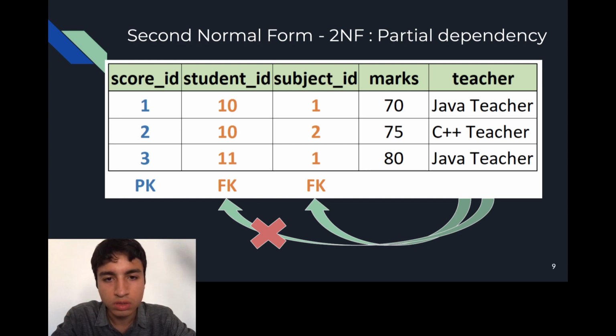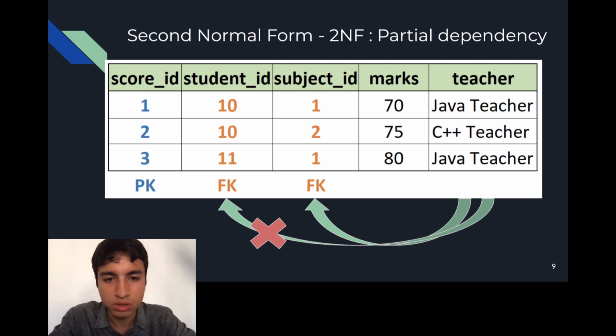How can this combination be a primary key, you may ask? See, if I ask you to get me the marks of the student with student ID 10, can you get them from this table? No, because you don't know for which subject. And if I give you a subject ID, would you not know for which student? Hence, we need student ID plus subject ID to uniquely identify any row. But where is this partial dependency?